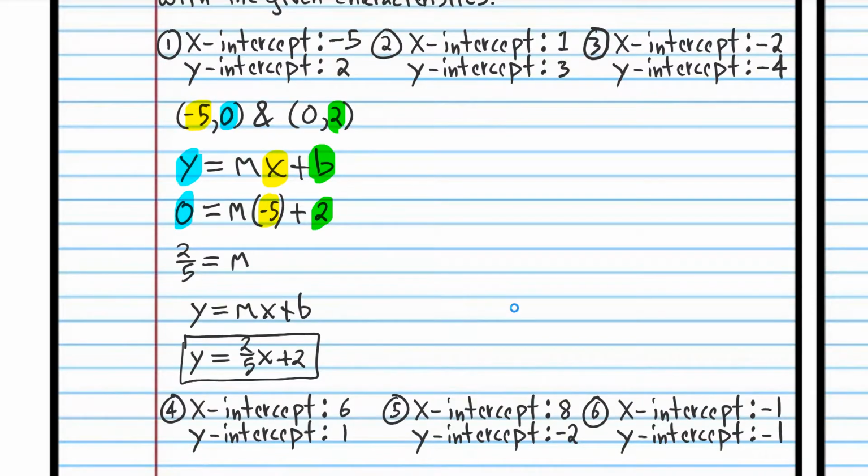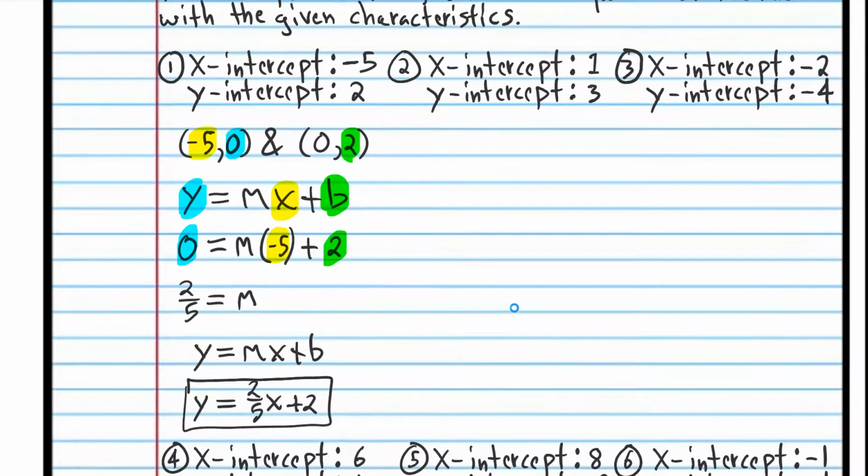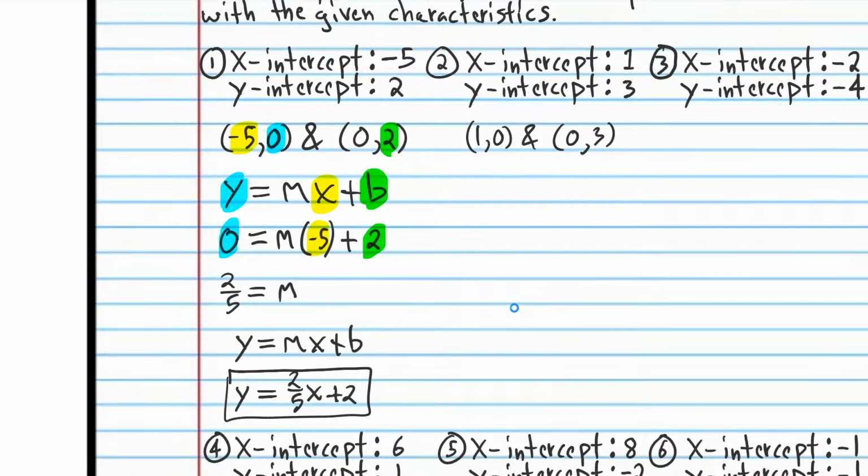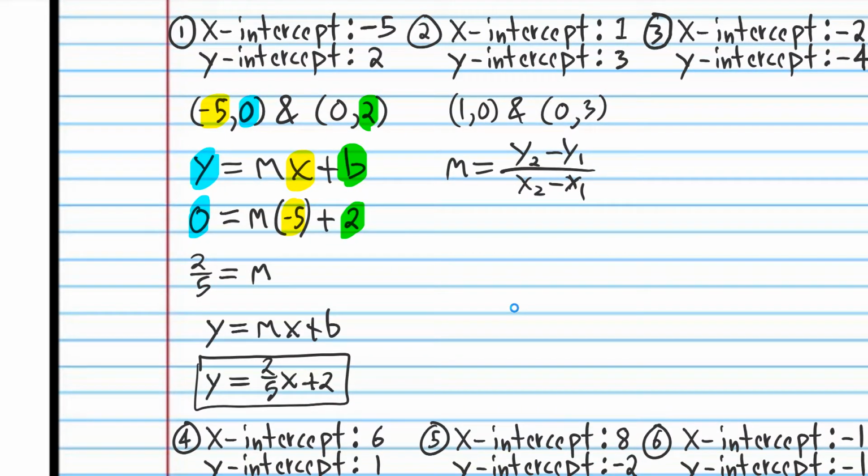Now for number 2, I'm going to try a different method. So again, we have an x-intercept and a y-intercept. For this problem, I'm going to use the slope formula. M is equal to y2 minus y1 over x2 minus x1. So I'm going to plug in these 2 points and find the slope on the first step.